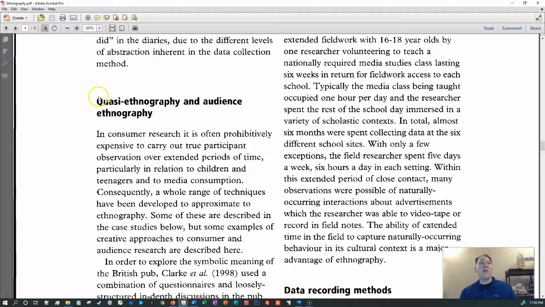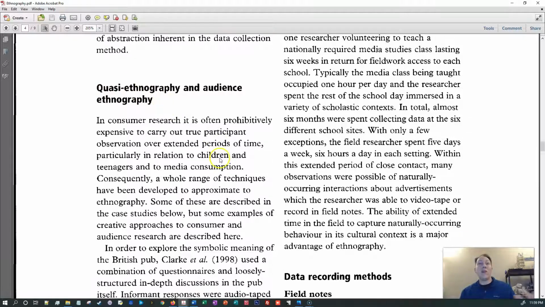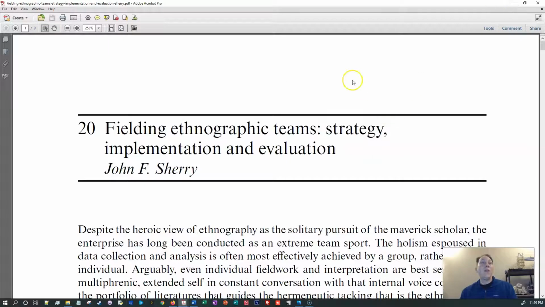And again, where I think this one is really useful is when they talk about quasi-ethnography and audience ethnography, where they kind of talk about some different ways of applying this method towards less rigorous approaches that maybe can generate something that's a little bit shorter, still useful, but not necessarily the depth and detail that a normal ethnographic study might take.